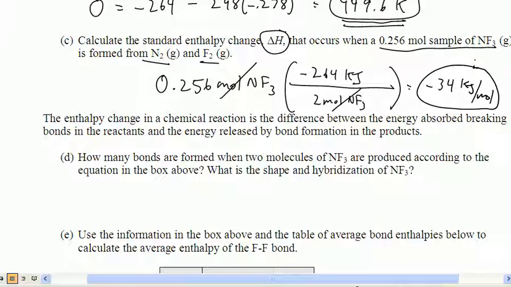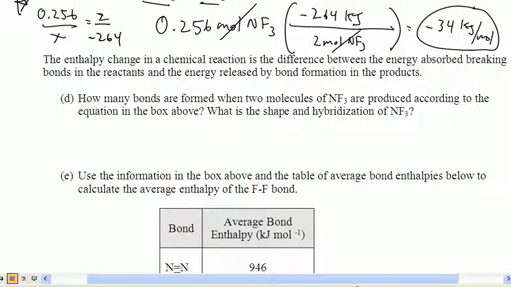A lot of people tended to miss this one. Just set up a proportion. Another way to do that is you could say 2.56 is to what as 2 is to negative 264. You could cross multiply. This is a way of doing conversions if you do not like the bubble method.